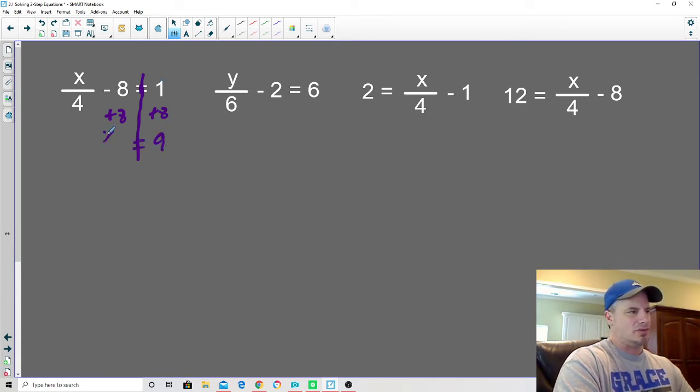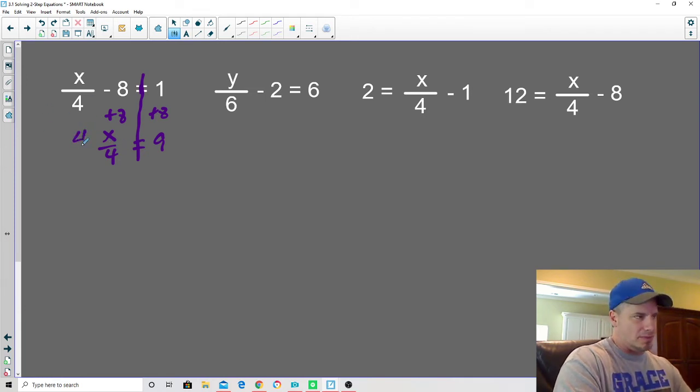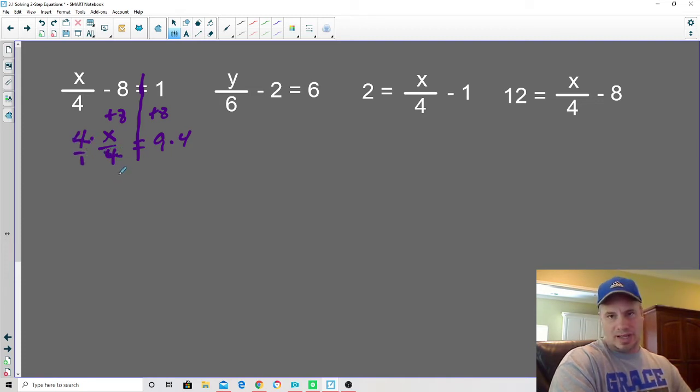Now I've got x over 4 equals 9. The thing is, x over 4 is x divided by 4. So when you're solving this, you want to do the opposite of what you see. We're dividing by 4. The opposite of that is multiplication by 4. So to multiply by 4, you just show it like that. We're going to put a dot 4, dot 4. You don't have to show this, but you're really multiplying by 4 over 1, and these cross reduce, and you're left with 1x, which is what you want.